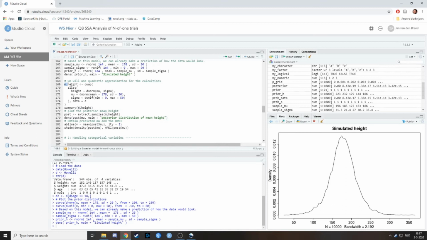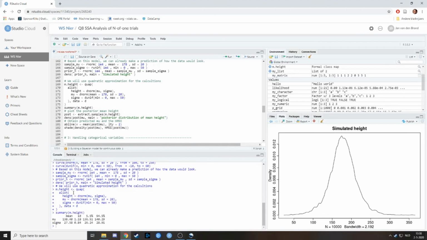So here we have our model with the list function that we've seen in the second video, and here we have the model for height, which is saying height is a normally distributed variable with some value mu for mean and sigma for the standard deviation. The mu we assume to have a normal distribution with its mean we assume beforehand to be 178 centimeters and a standard deviation of 20, and the sigma we assume to have a uniform distribution, which means that each value is equally likely between 0 and 50. We add in the data and we run the model.